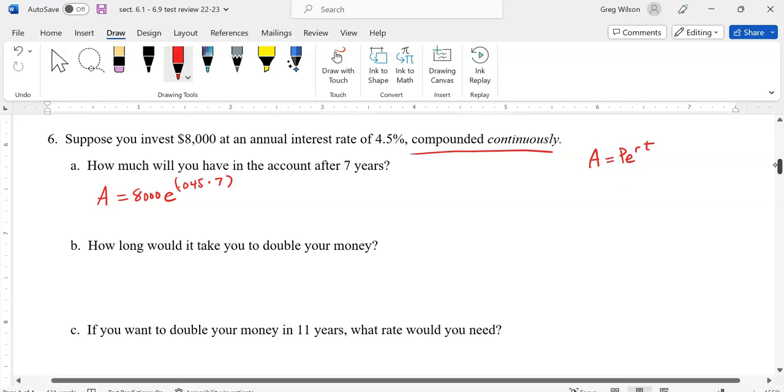Okay, so back to your calculator, and you're going to do 8,000. Then you're going to do the e to the x, second ln. And in the parentheses for the exponent, 0.045 times 7, close parentheses. And for these compound interest problems, let's just go ahead and round to the nearest penny. So 10,962 and 7 cents.